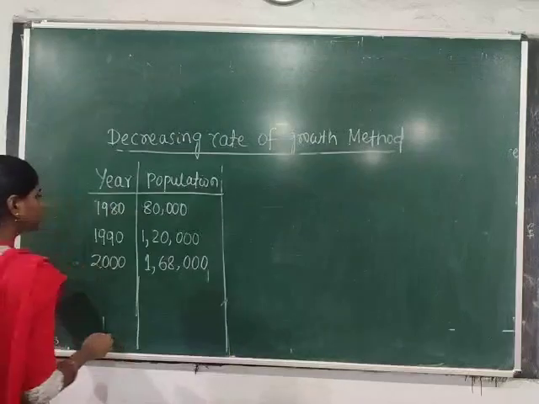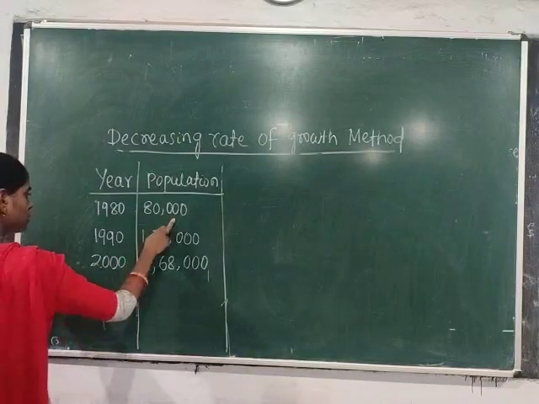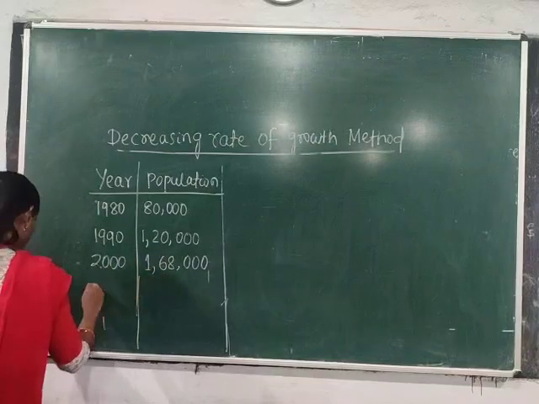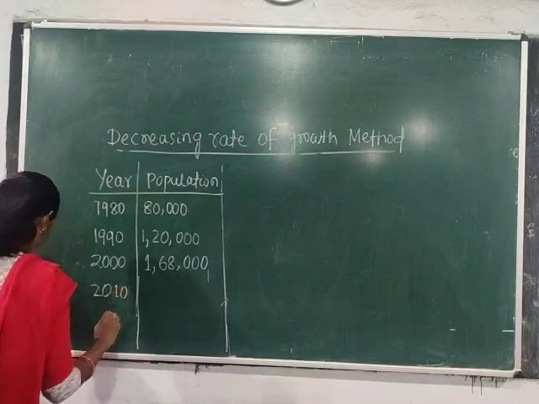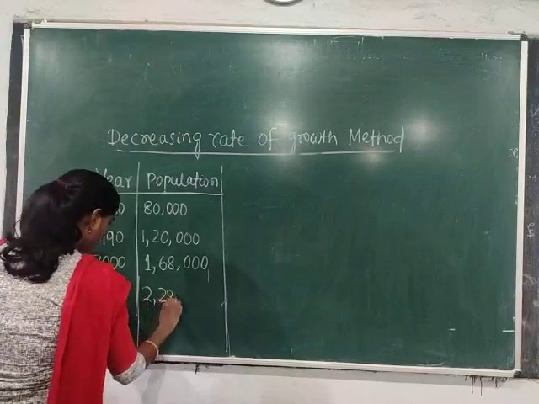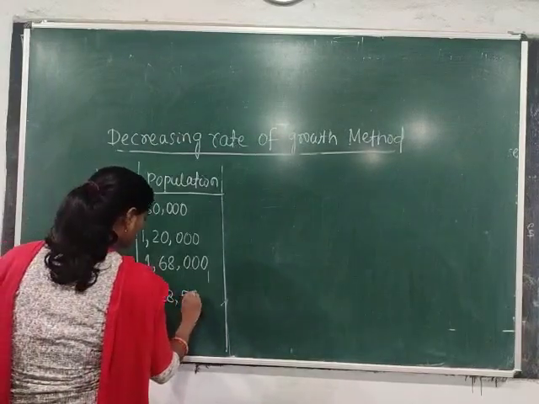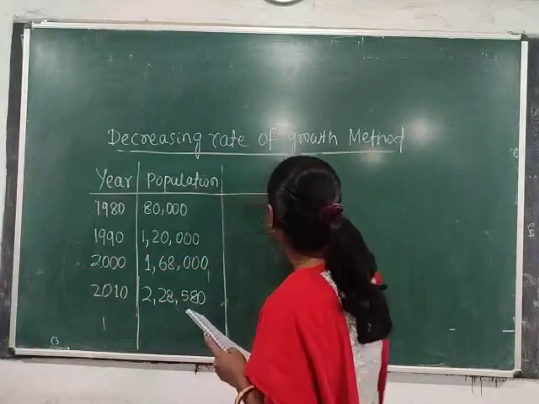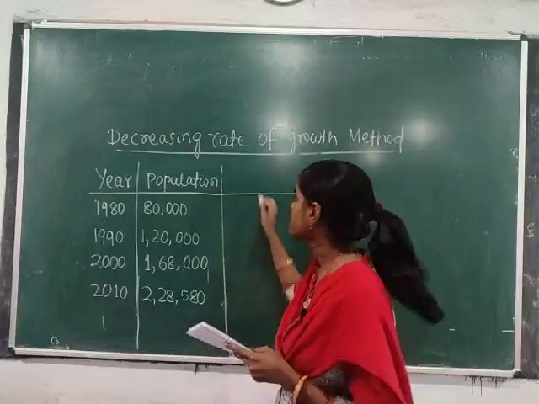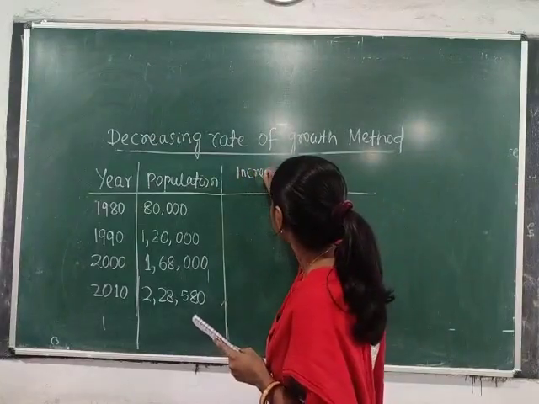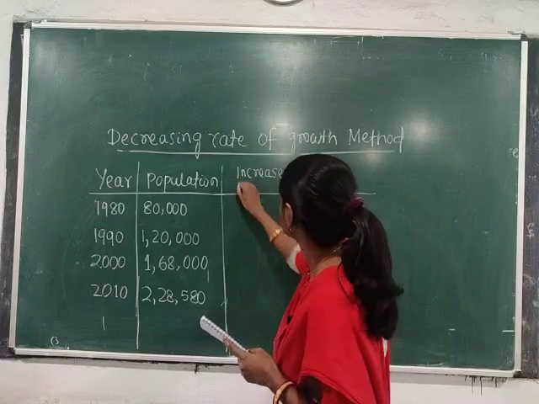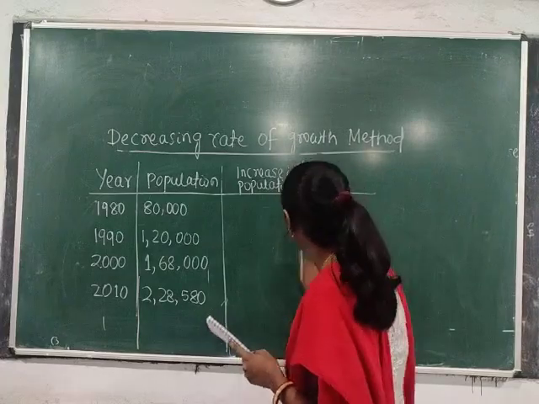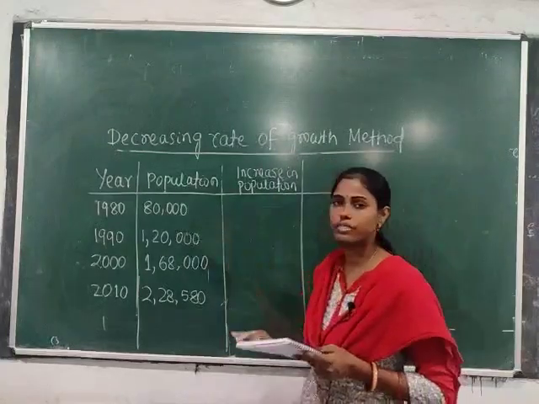For a particular city, the population in 1980 was 80,000, in 1990 it was 1,20,000, in 2000 it was 1,68,000, and in 2010 it is 2,28,580. First, we will calculate the increase in population. What is the increase in population for different decades?